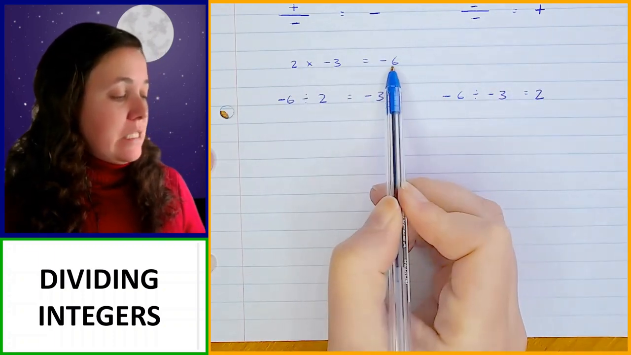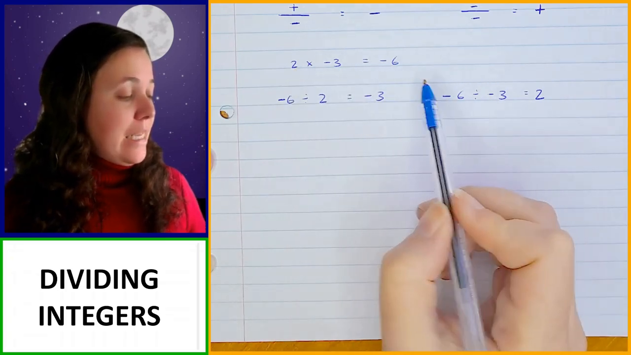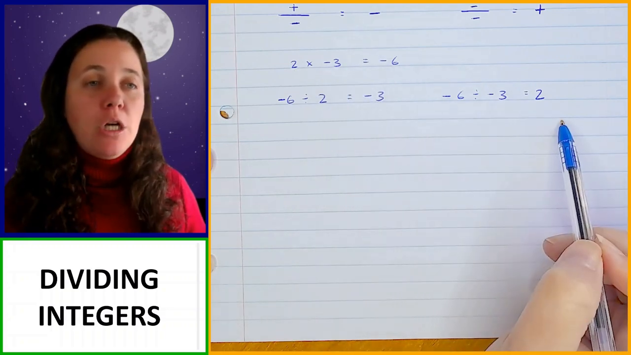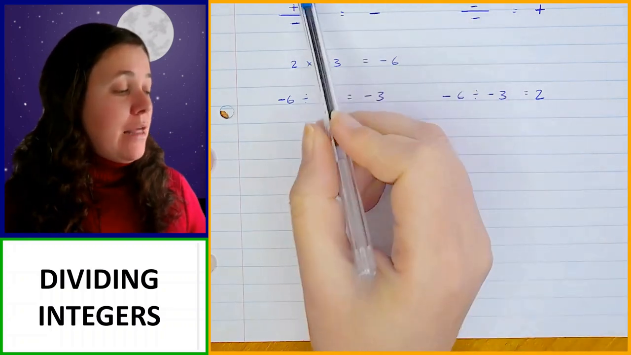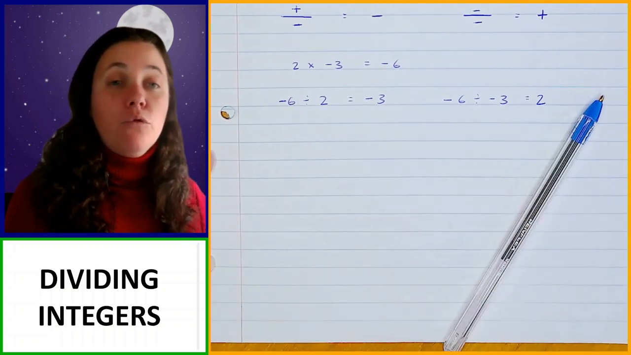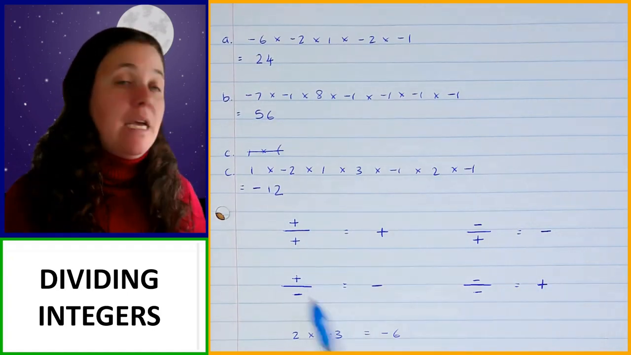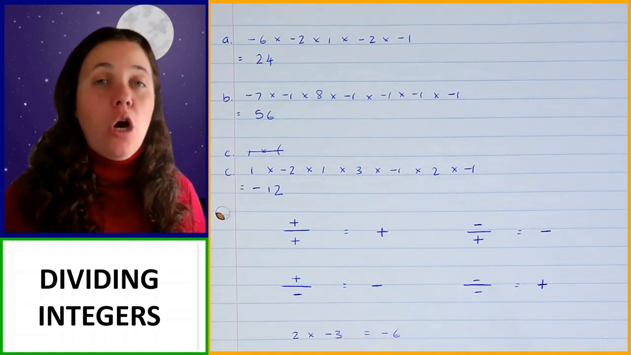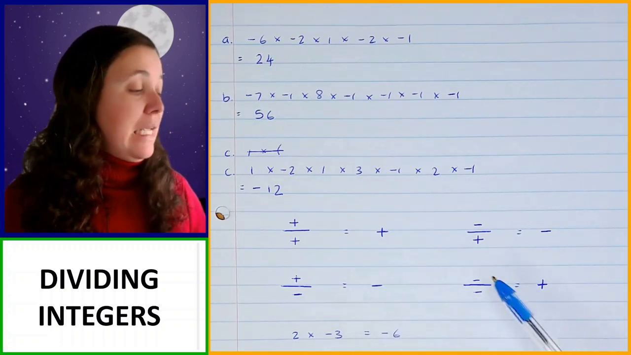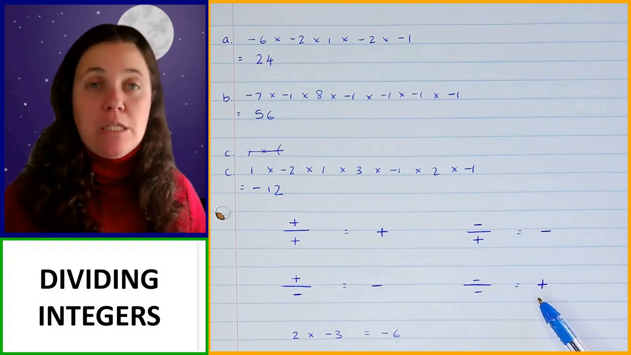So here I've got a negative divided by a positive, giving me a negative answer. And here I've got a negative divided by a negative, giving me a positive answer. So that just is reinforcing the fact that the rules for division are going to be the same as the rules for multiplication in terms of the number of negatives. If you've got an odd number of negatives, you're going to end up with a negative answer. If you've got an even number of negatives that are being divided, you're going to end up with a positive answer.